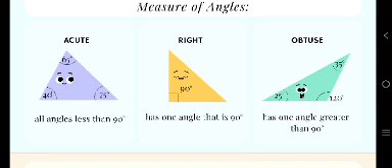Here we see that there are three types of triangle according to measures of angle. They are acute angle triangle, right angle triangle, and obtuse angle triangle.